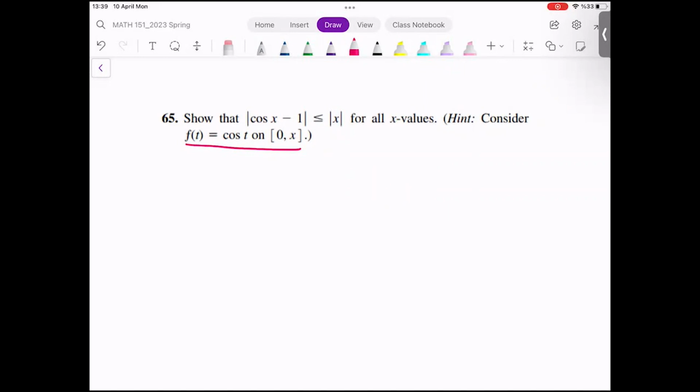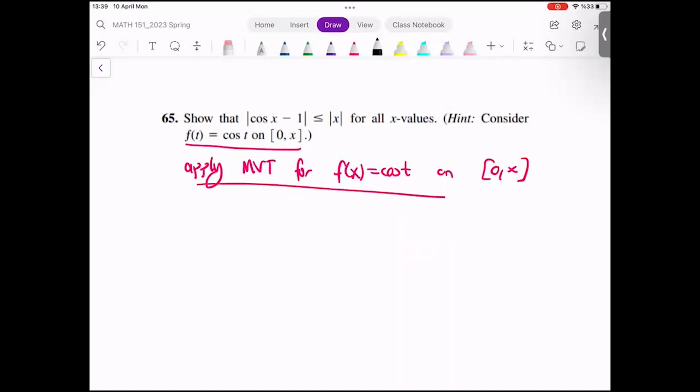Okay. So we will apply the mean value theorem. Apply the mean value theorem for f of t given as cosine t on the given interval 0 to x. To apply it, we need to check first the assumptions, right? Let's check the assumptions. Cosine t is continuous everywhere. So continuity is checked.